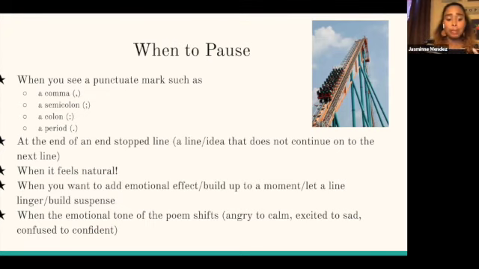And then again, when the emotional tone of the poem shifts. So if you're in a stanza or in a couple of lines that feel angry and you're delivering them angry, and then you move to calm, you want to take a breath, you want to take a beat to allow the audience to see, to signal that shift in intention, to signal that shift in tone. Excited to sad, confused to confident. Any kind of emotional shift will likely warrant even just a brief pause, a breath, before you keep going to the next beat, to the next moment.